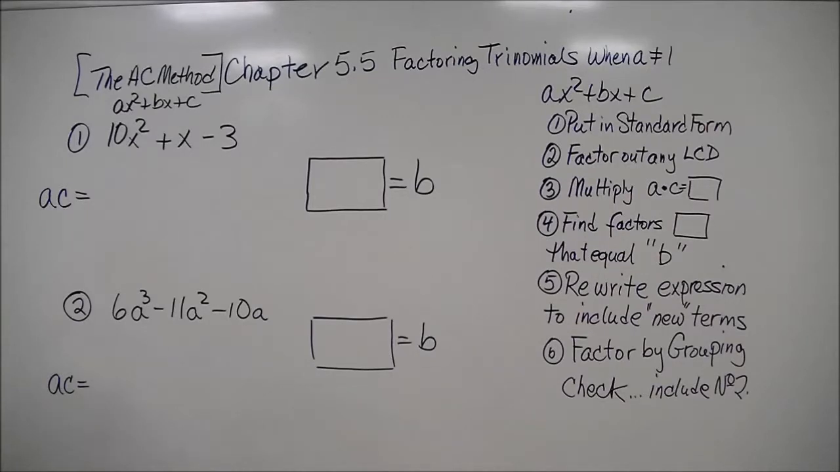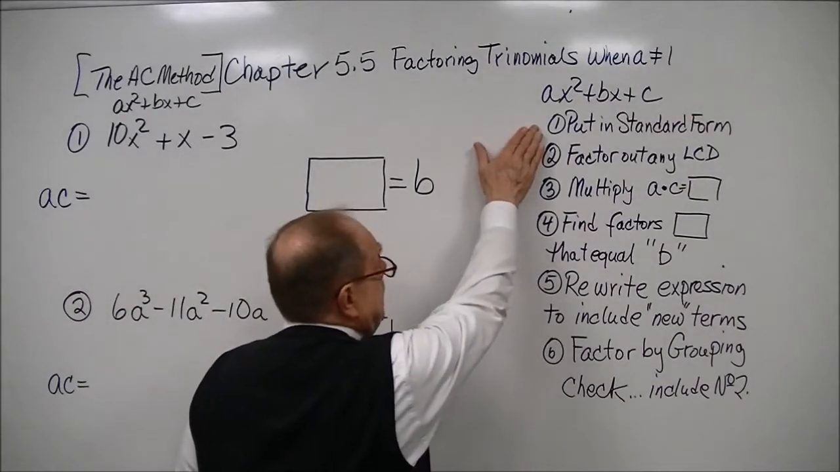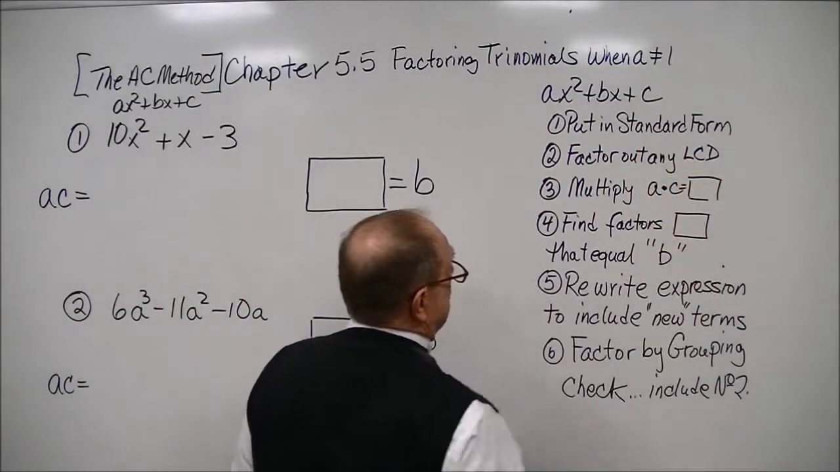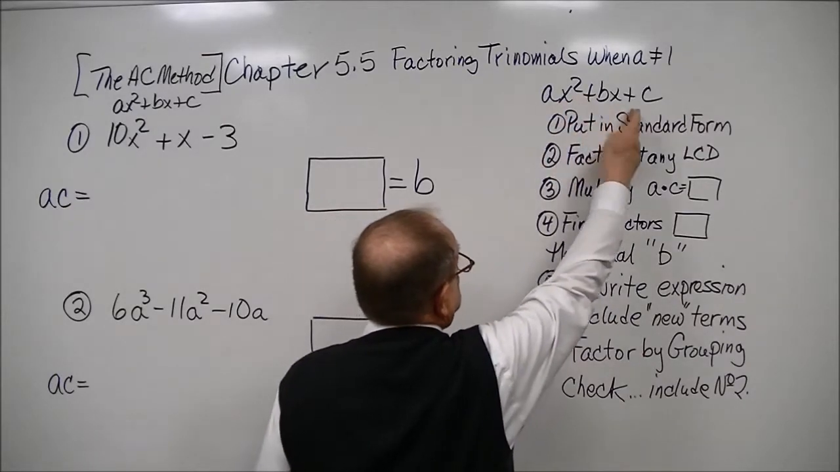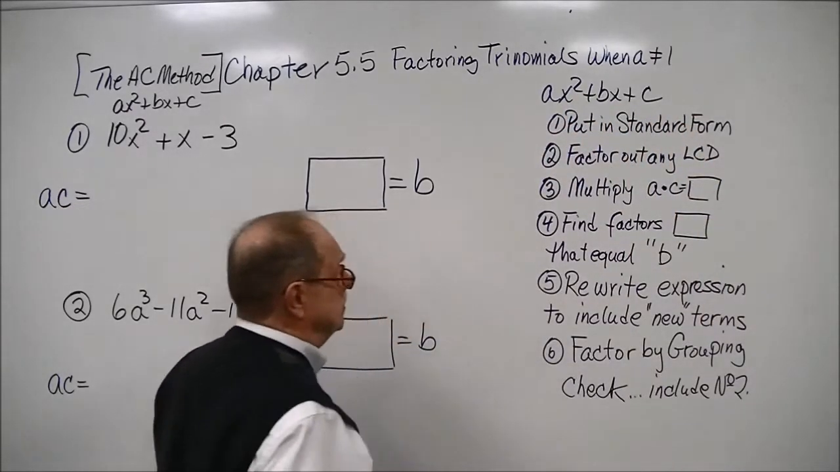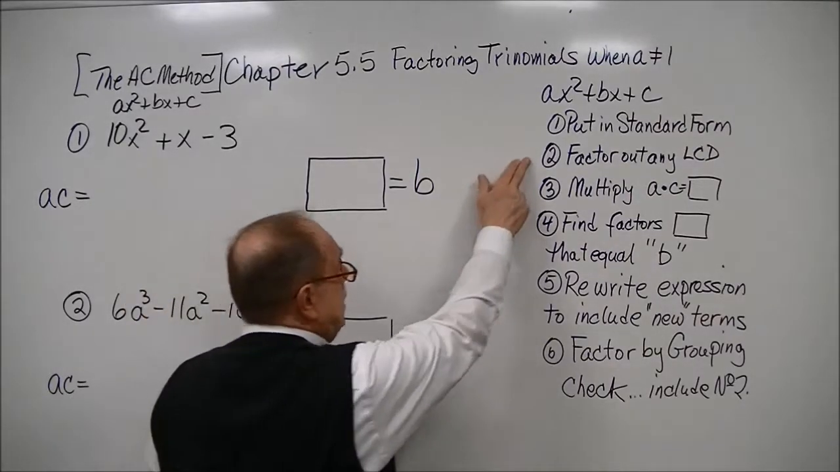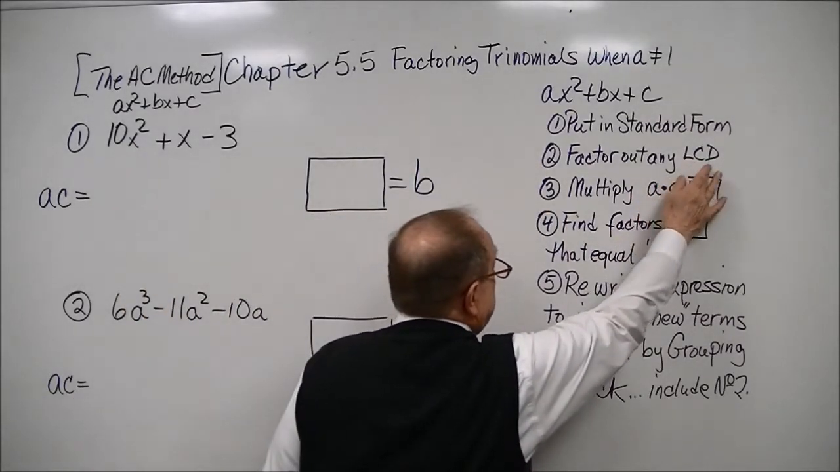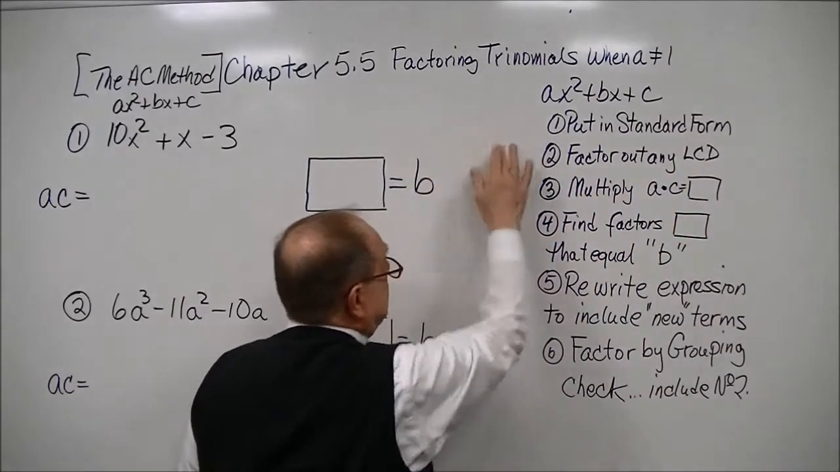Well, some of the things we've done before, for instance, step 1 is to put it in standard form. And standard form is ax squared plus bx plus c. Step 2 is to factor out any common denominator, the least common denominator from all the terms.